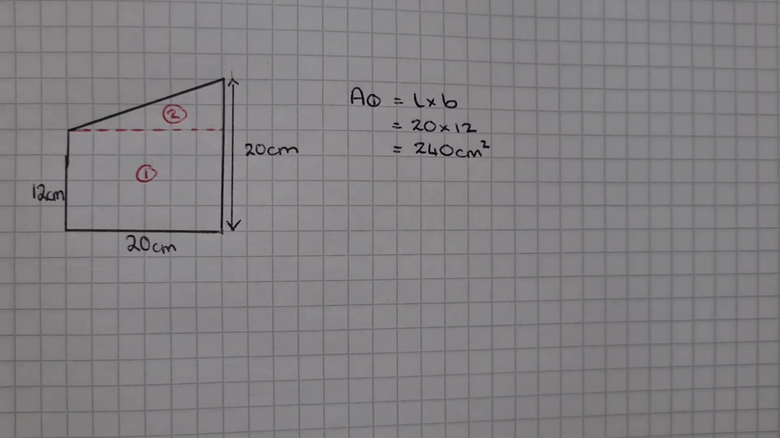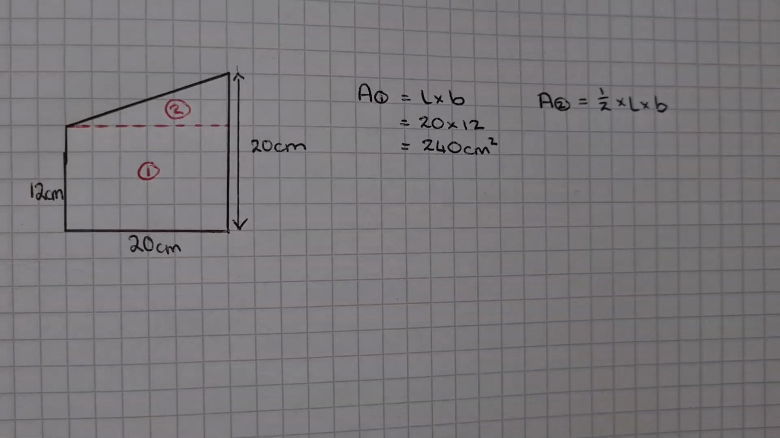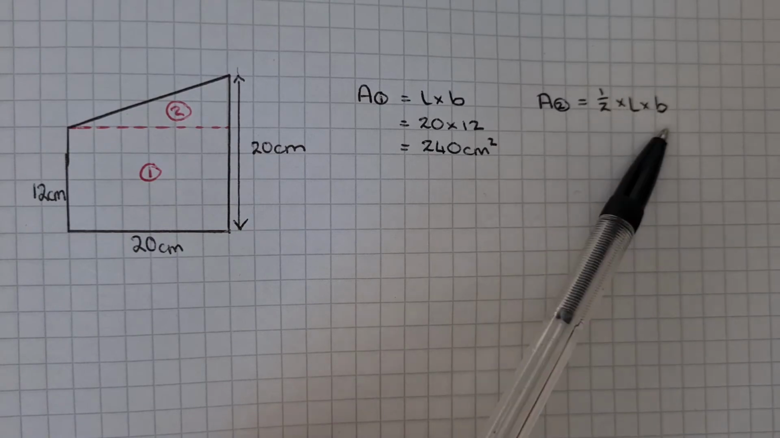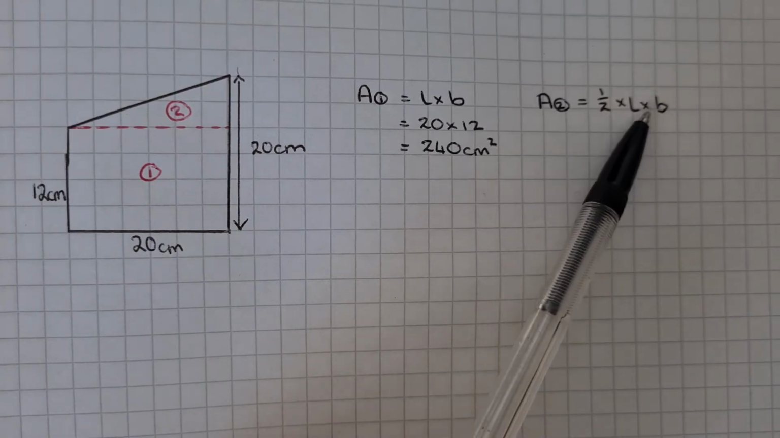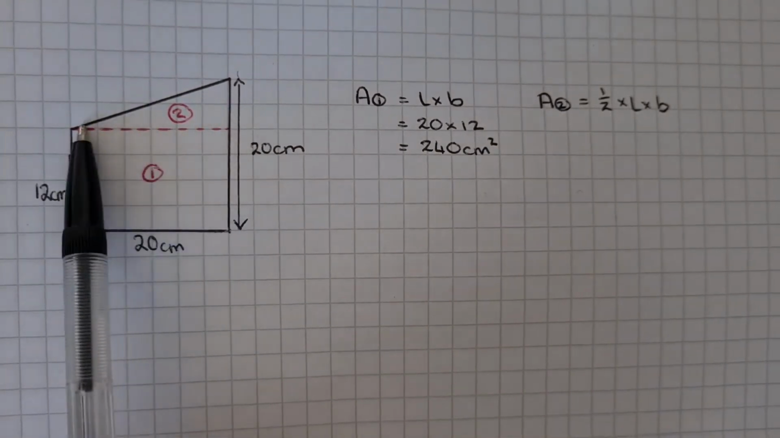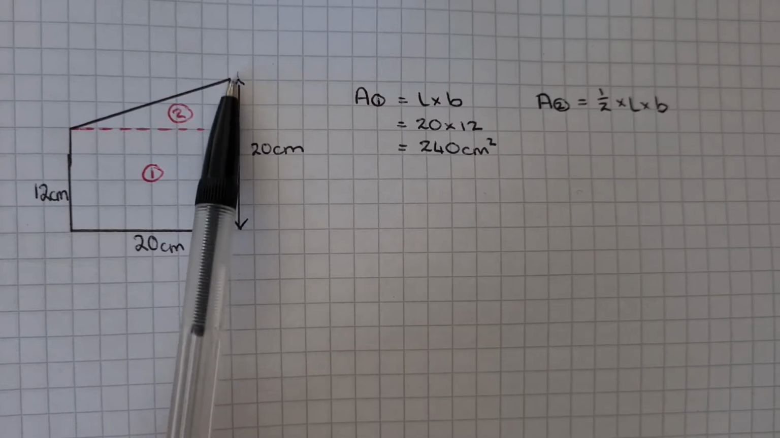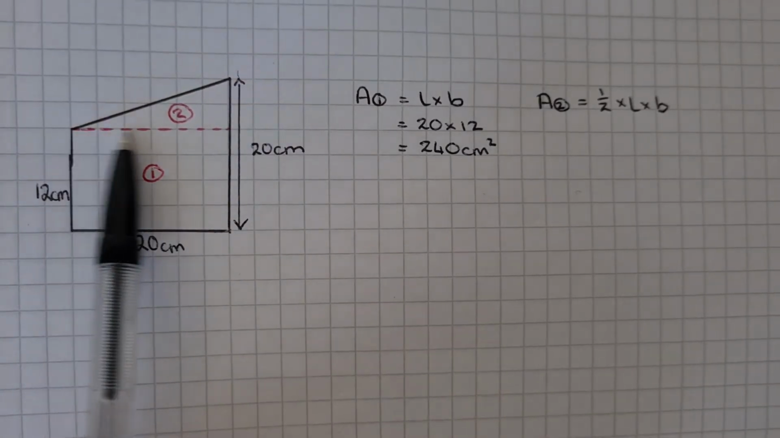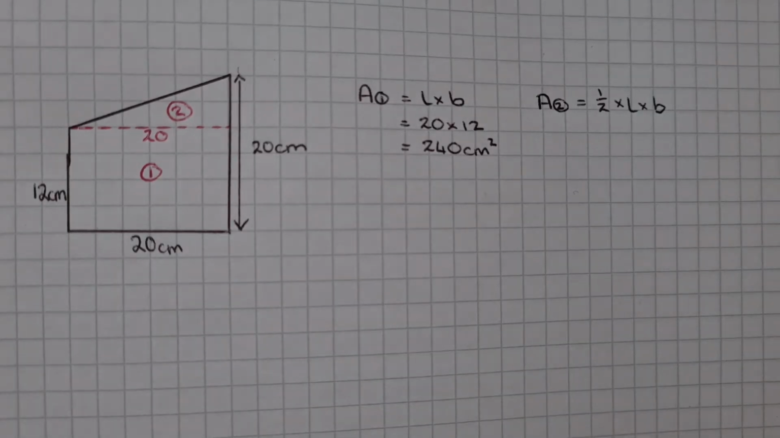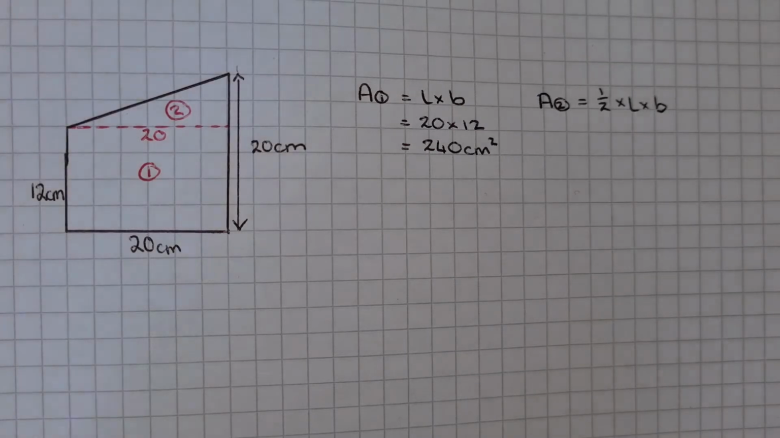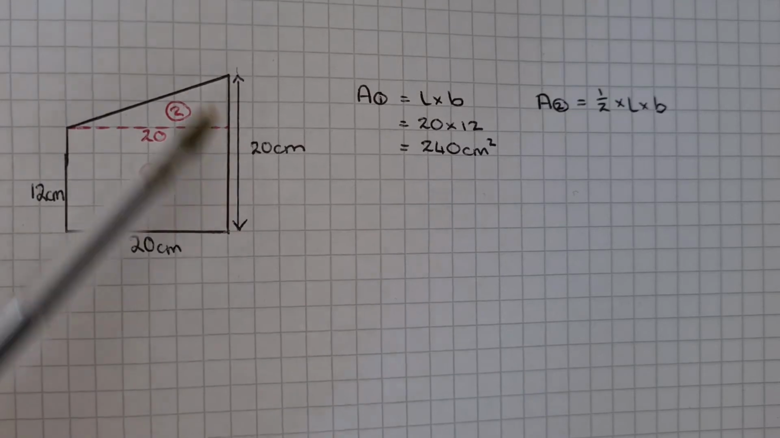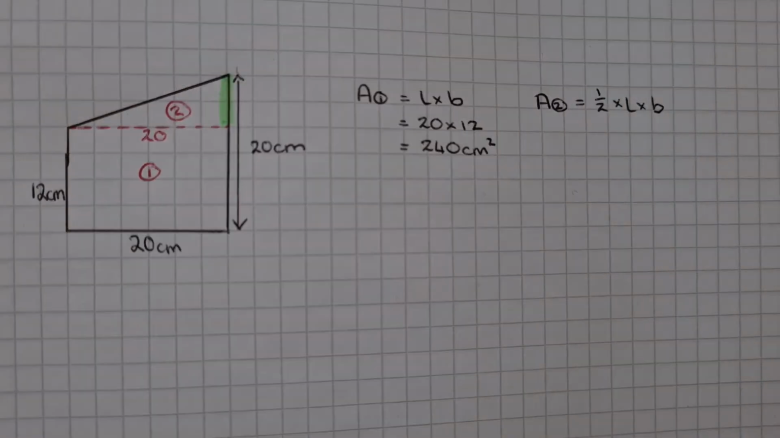Then we're going to look at calculating the area of the triangle. So the formula for area of a triangle is half times length times breadth, or half times base times height. Doesn't matter which way you do it. So we're going to need to identify what is the length, or the base, and what is the height, or the breadth. So the length is the same as the length of the rectangle, which is 20. And then if we look at the height, or the breadth, we know the whole thing is 20, but we just need this bit here.